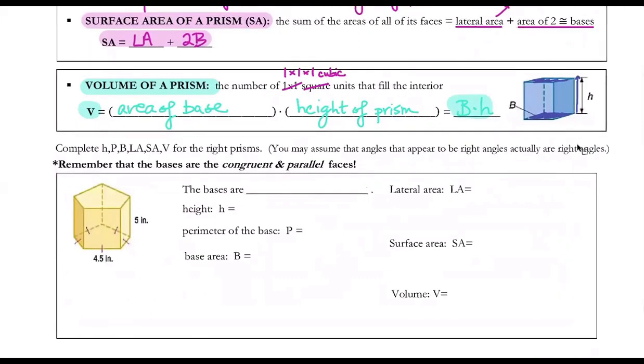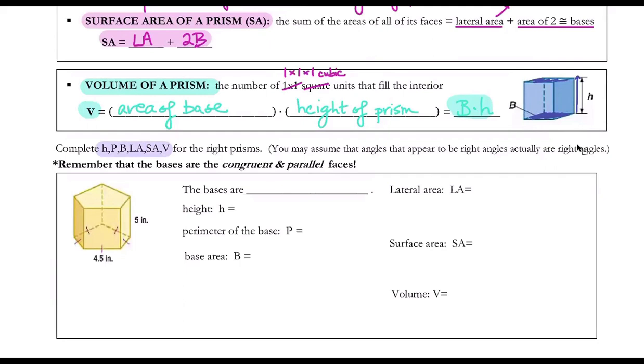Okay, example. Complete HPB la sa vie, which is how we'll say that sometimes. That means we're looking for the height, perimeter of the base, area of the base, lateral area, surface area, and volume.